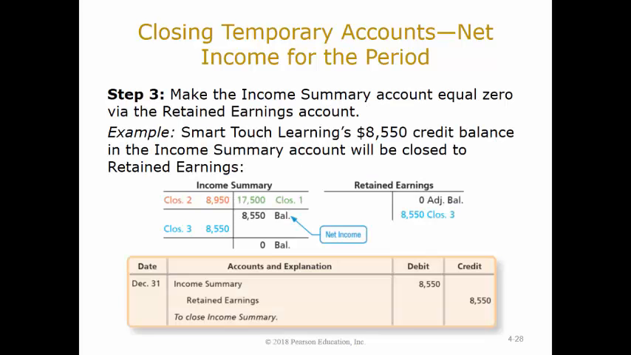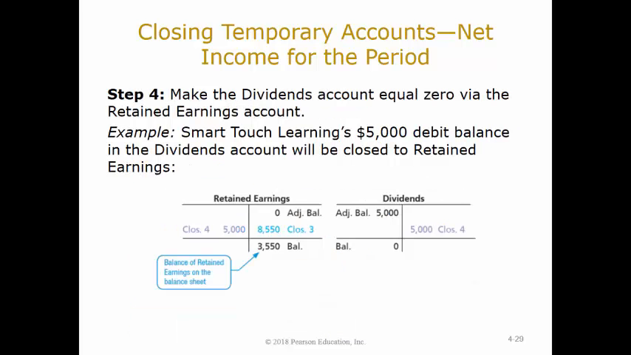After closing the revenue and expense accounts, the income summary account now has a credit balance of $8,550. By debiting income summary for $8,550 and crediting retained earnings for $8,550, we have effectively updated the retained earnings account for the amount of net income earned by Smart Touch Learning during the year. Step 4, make the dividends account equal zero via the retained earnings account.